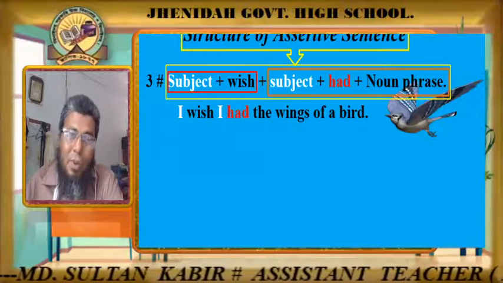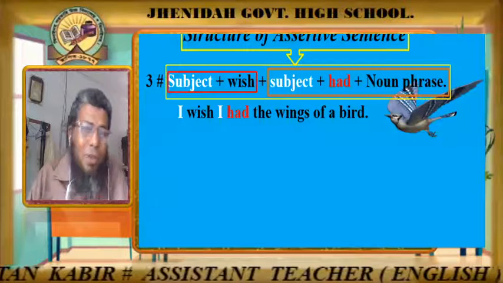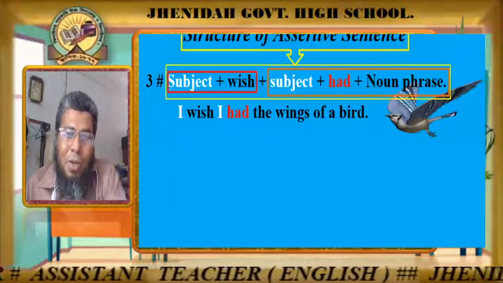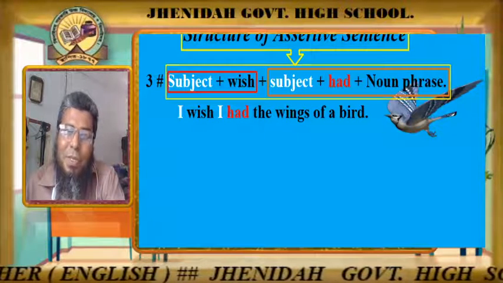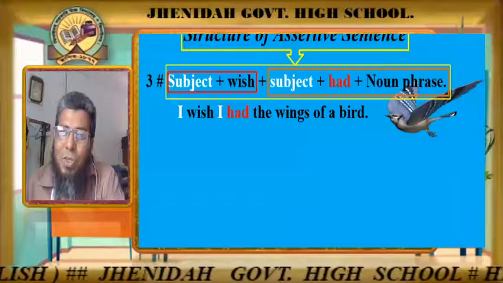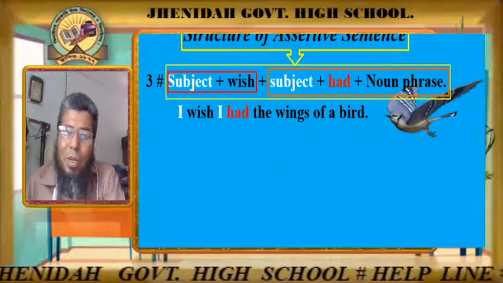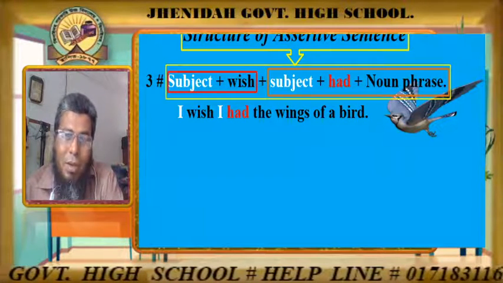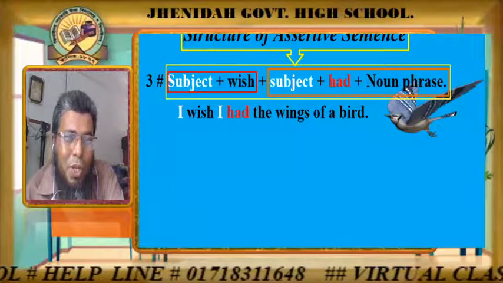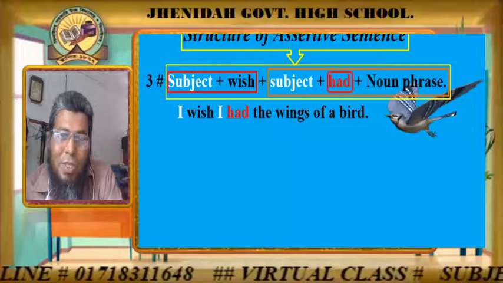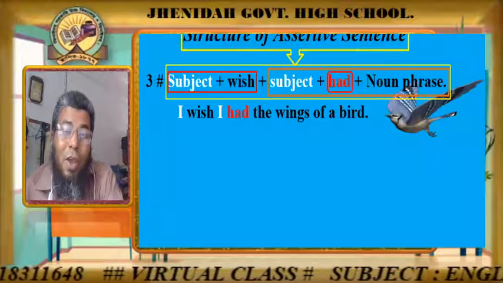Here we also can identify two parts of the assertive sentence. First part is subject plus wish, this is the first part. Second part, second subject plus had plus noun phrase. So this way we can divide an assertive sentence into two portions, and our main task is to find out the verb had after second subject.